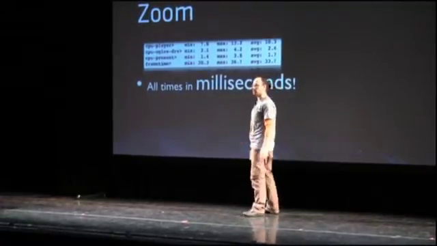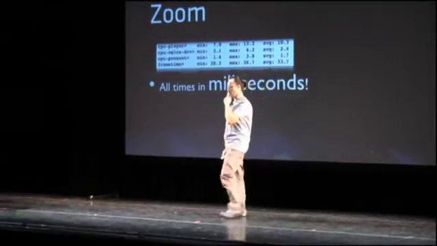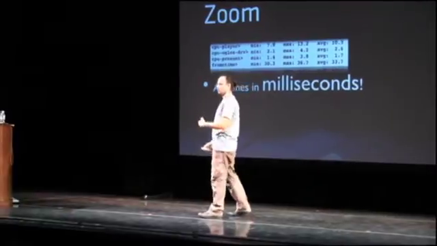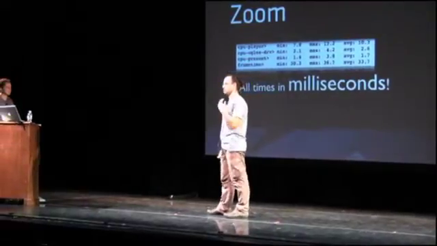Well, that's because the iPhone is locked to the vertical sync. So you can't really render faster than the vertical sync. And vertical sync is 60 frames, 60 hertz.